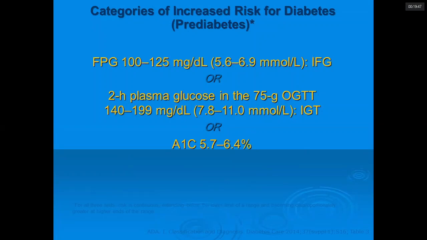Now we have what they call pre-diabetes. Pre-diabetes is diagnosed by the following, because normal fasting is less than 100. So between 100 and 125, this is pre-diabetes.